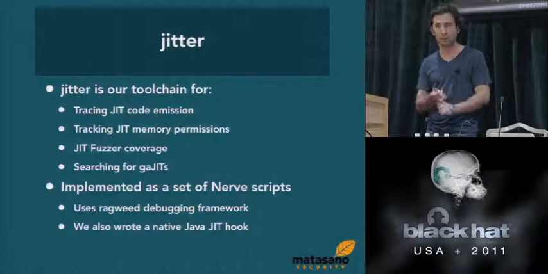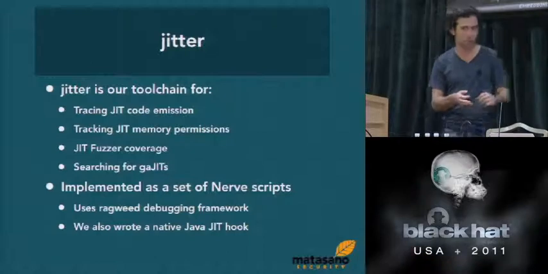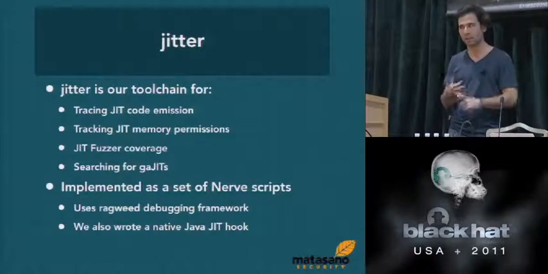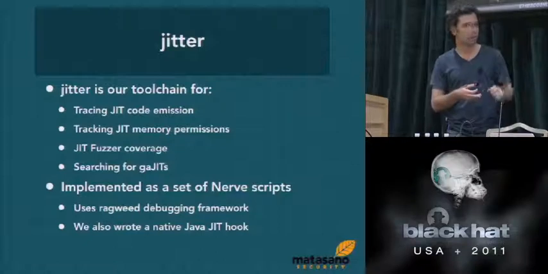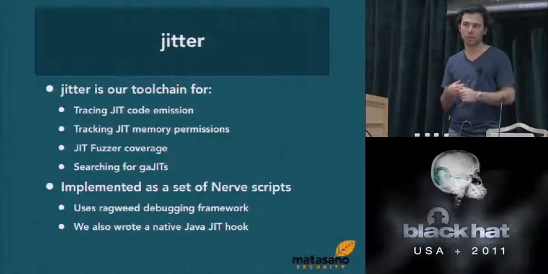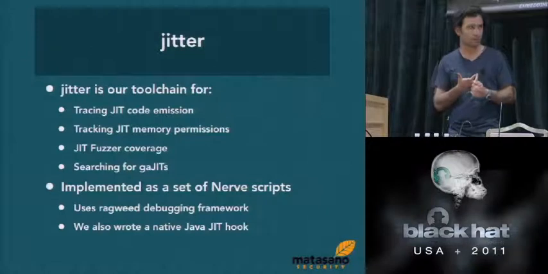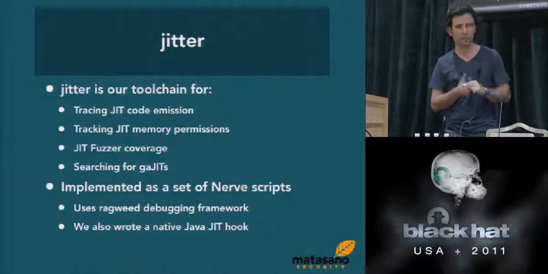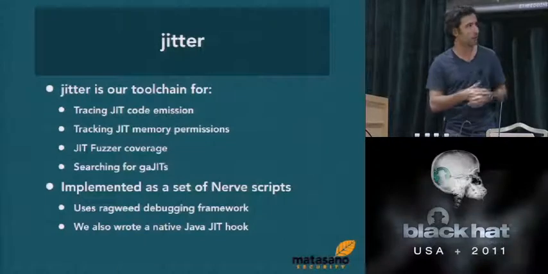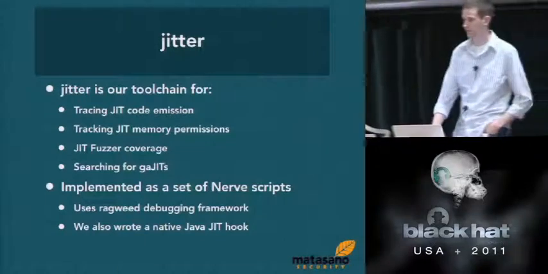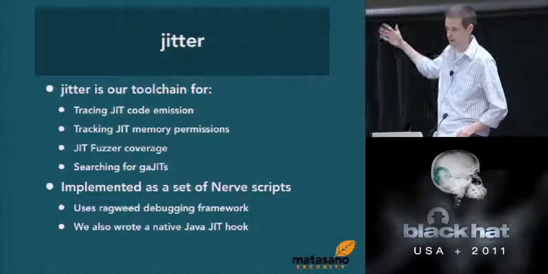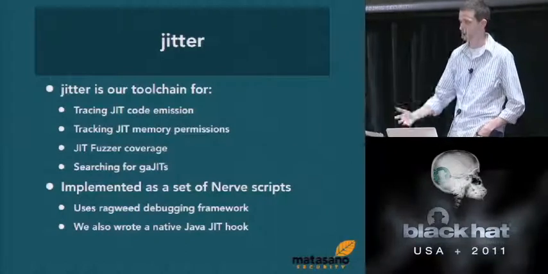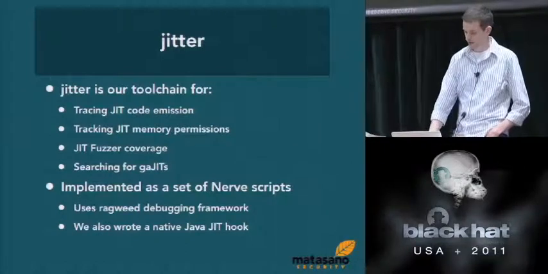Jitter lets you trace JIT code emission. It lets you track various changes in memory protections. It lets you instrument what your JIT fuzzer is doing. And there's an independent class that lets you search for gadgets. And like Jan said, all this is implemented as Nerve scripts, which is a tool that exists right now on GitHub. We just used it to create this toolchain.